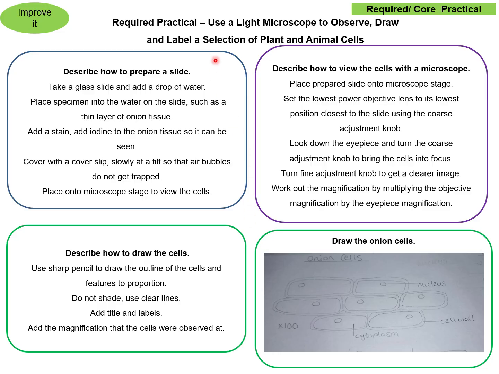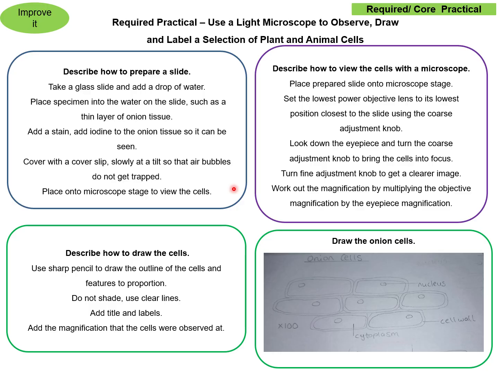So describe how to prepare a slide. Take a glass slide and add a drop of water. Place the specimen into the water on the slide, such as a thin layer of onion tissue. Add a stain, such as iodine, to the onion tissue so it can be seen. Cover with a cover slip, slowly at a tilt so that air bubbles do not get trapped. Place onto the microscope stage to view the cells.